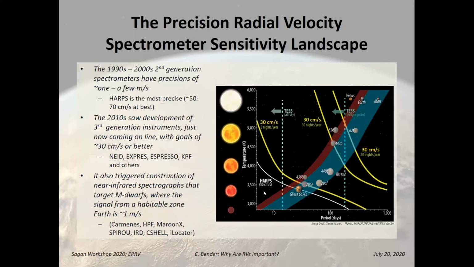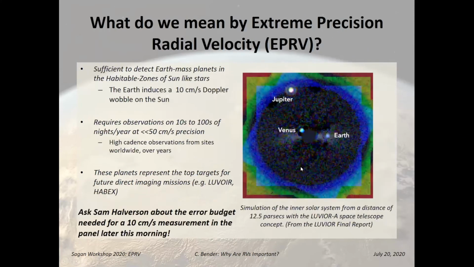Caveat: HARPS is a visible light spectrograph, and so isn't all that sensitive to infrared photons where these M dwarfs are peaking. So the 30 centimeter per second instruments are up here, depending on how many nights per year, and there are a lot of survey calculations that go into this. But you can see that they are not quite getting up to where you need to be to detect Earth around the sun. And that's why we need another generation. So the question is, what do we mean by EPRV?